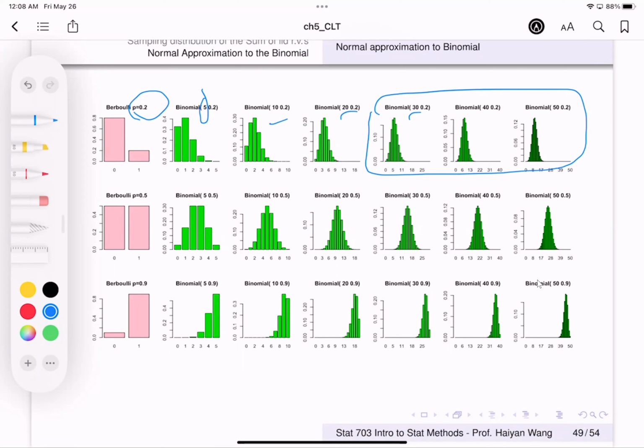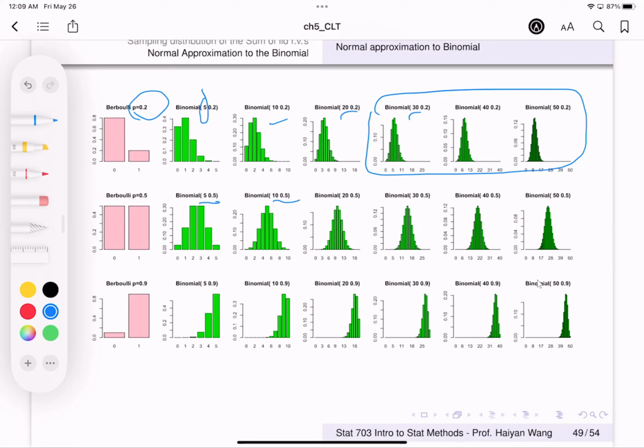Next, let's consider p is 0.5. For this case, even with 5 trials, the distribution is pretty symmetric. And for 10, it's also symmetric, with 20 symmetric. So if p is 0.5, you really see that the binomial will behave like normal with not even very large n.